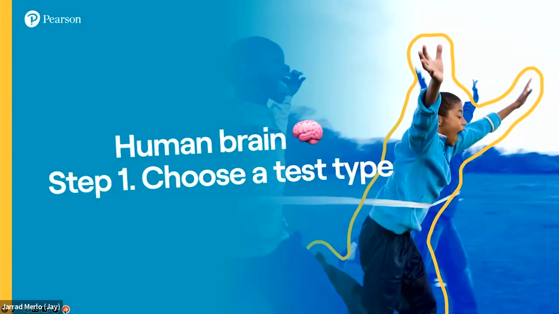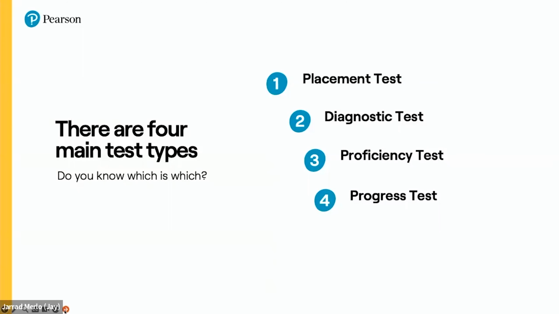So step 1, we're going to use our human brain, and I'm going to choose a test type. Now, when it comes to language testing, there are 4 main test types, right? Do you know which is which? Do you know what a placement test is? Do you know what a diagnostic test is? Do you understand what a proficiency test is and a progress test?